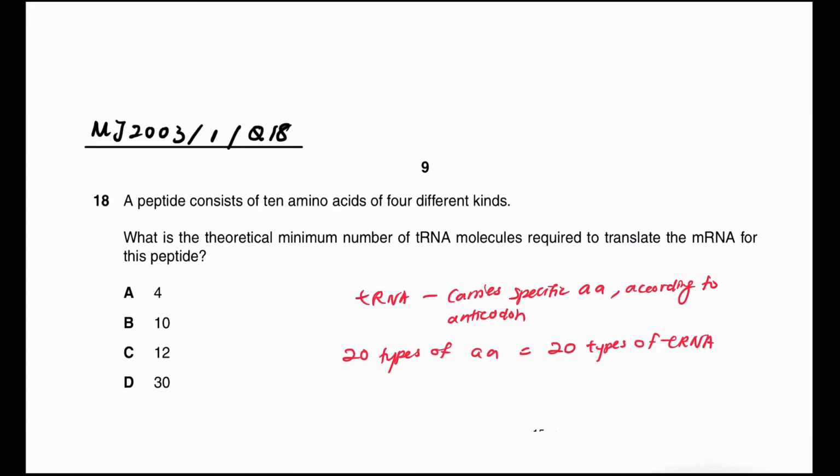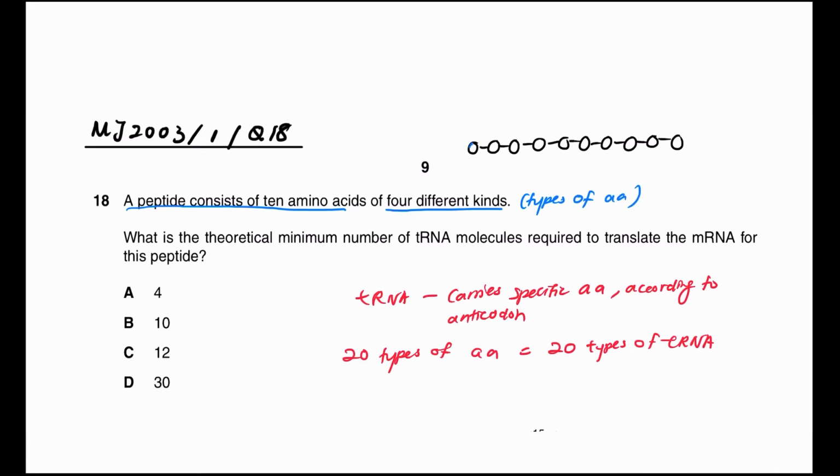So with this, when you read the question, a peptide consists of 10 amino acids. Okay, so you'll be like, they are made up of 10 amino acids in length. 1, 2, 3, 4, 5, 6, 7, 8, 9, 10. Joined together by peptide bond. But they are made up of 4 different kinds. Here, the 4 different kinds basically means that you have 4 different types of amino acid.